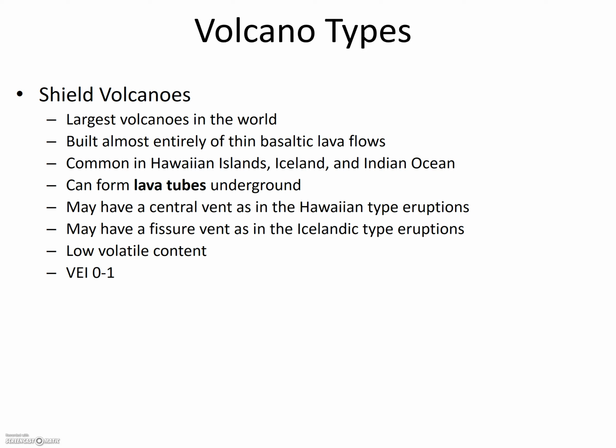Shield volcanoes are the largest volcanoes in the world and are built almost entirely of thin basaltic lava flows. They are common in the Hawaiian Islands, Iceland, and the Indian Ocean, and often form lava tubes underground. The shield volcano may have a central vent, as in the Hawaiian type eruptions, or it may have a fissure vent, as in the Icelandic type eruptions. The basaltic lava has a low volatile content, and so has a low Volcanic Explosivity Index of 0 to 1.